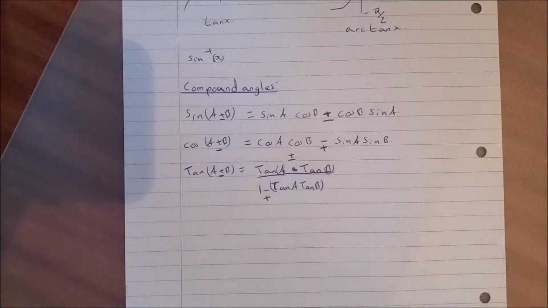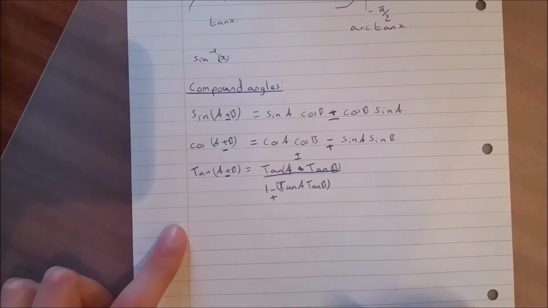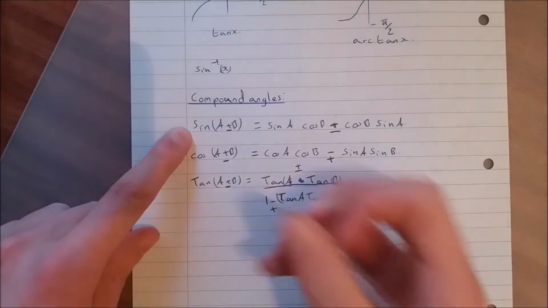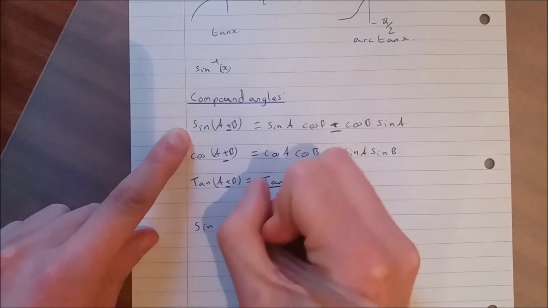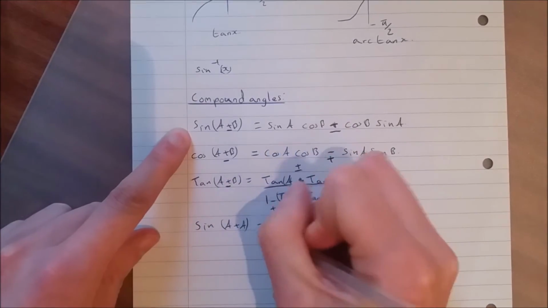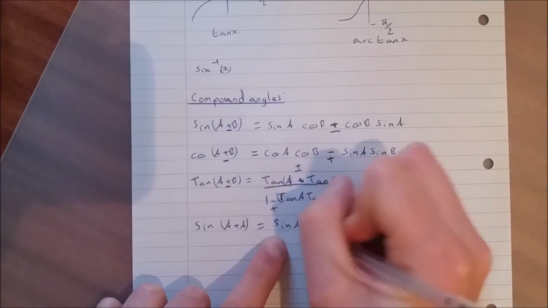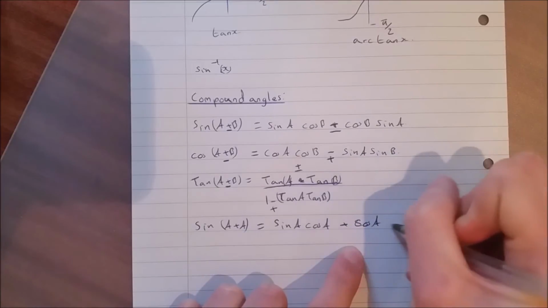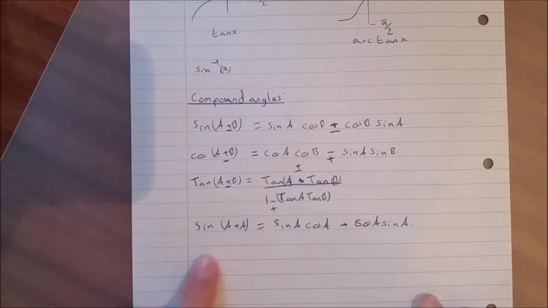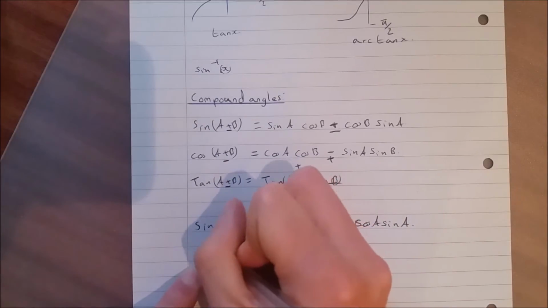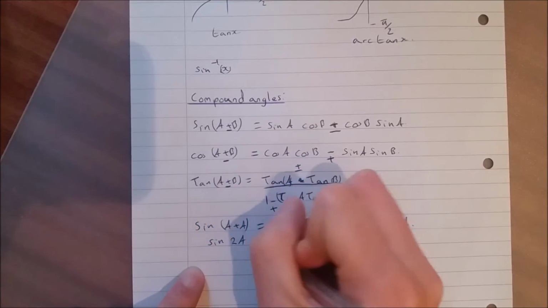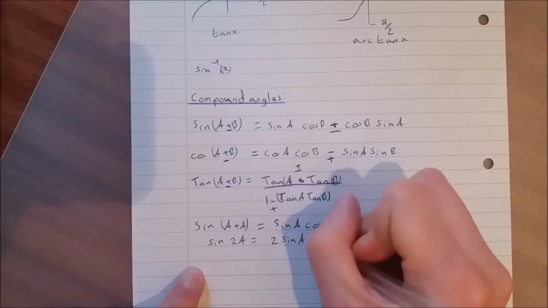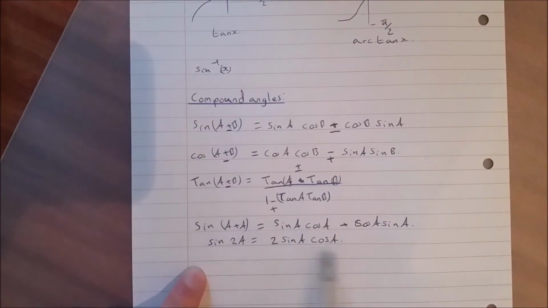From here you can calculate the double angle formulas, which are quite useful in calculus. You can derive them by setting A equal to B. If you do it for sine, you have sine(A plus A) is equal to sine A cos A plus cos A sine A, and sine(A plus A) is just sine 2A, which is equal to 2 sine A cos A, and that's the double angle formula for sine.